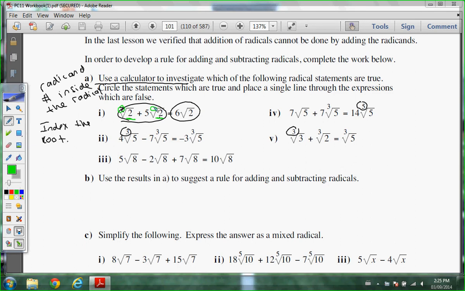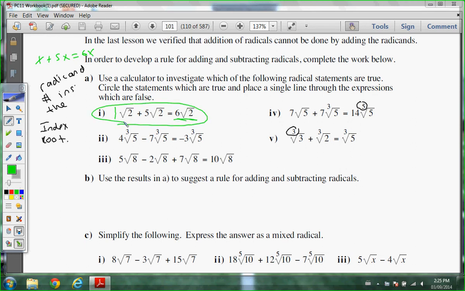Okay. So I want you to think about it as like terms. So this is like 1 root 2 plus 5 root 2. Well, that's like 1x plus 5x. 1x plus 5x is 6x. So that's why it's 6 root 2. So this one here is correct. Circle that one in green because it's correct.